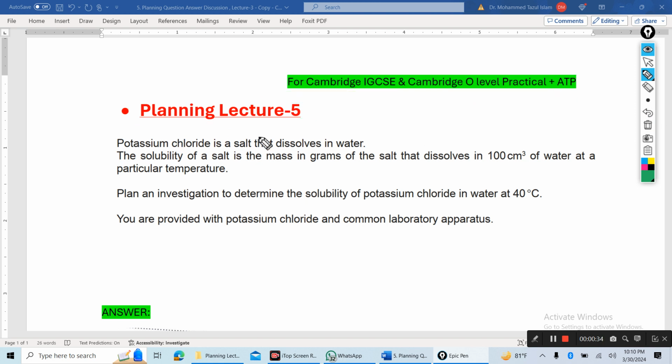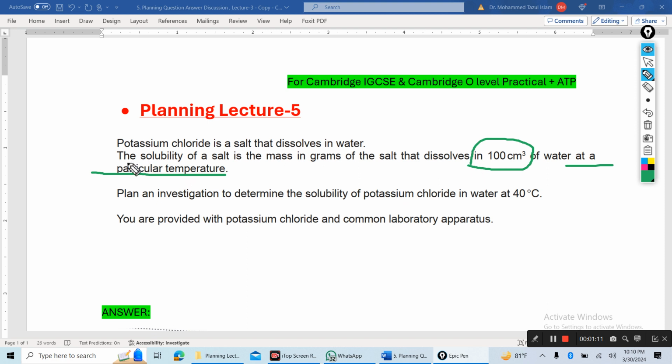Let's move. Potassium chloride is a salt that dissolves in water. The solubility of a salt is the mass in gram of the salt that dissolves in 100 gram of water at a particular temperature. Means at a particular temperature, the mass in gram of salt that dissolves in 100 gram of water is known as solubility.